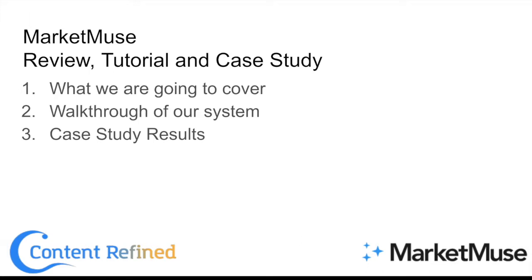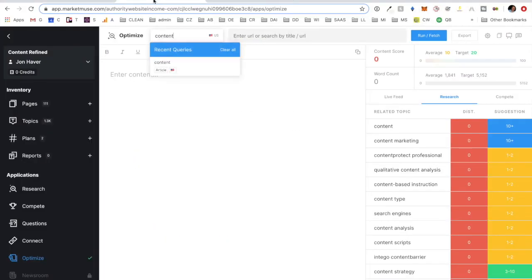So we're going to talk about how we use it, walking through the system that we use, and then the case study results that we were able to achieve by using it. So let's dig into MarketMuse first. If we go to MarketMuse, the way that we primarily use it is the optimize tool and the compete tool.